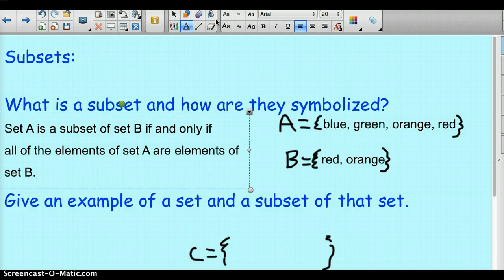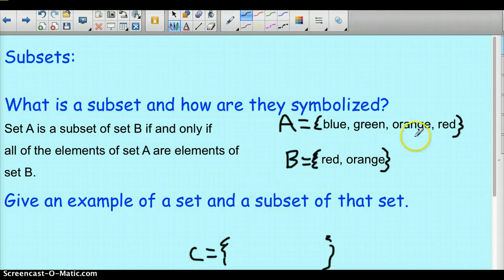Take my example over here. It says set A is blue, green, orange, and red. Set B is just red and orange. Notice how all of the elements of set B are in set A. And therefore, in this case, we cannot say that A is a subset of B, because all of the elements of A aren't in B, but we can say that B is a subset of A.